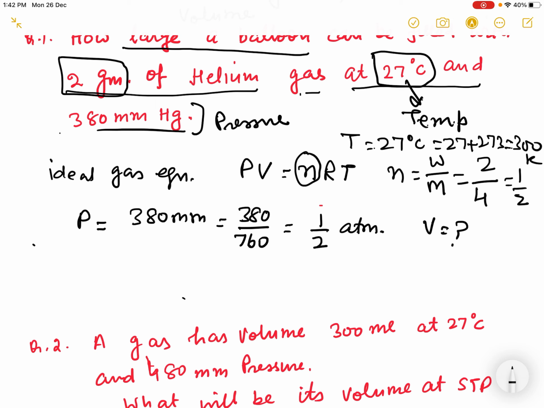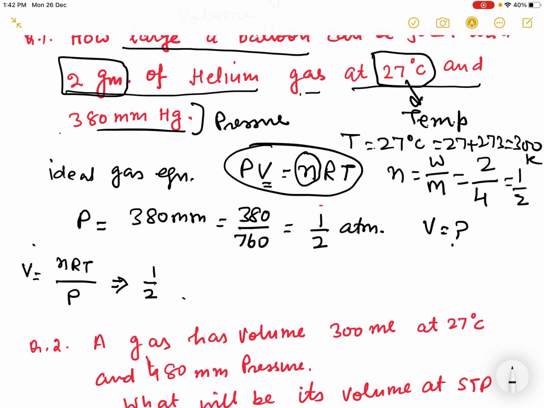Now PV is equal to nRT, we have to calculate V. V is equal to nRT divided by P, and that will be equal to number of moles is equal to 1 by 2. R, the value of R, gas constant, is equal to 0.0821 liter atmospheric per Kelvin per mole.